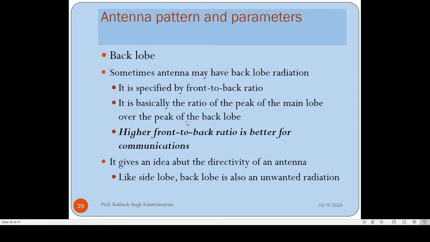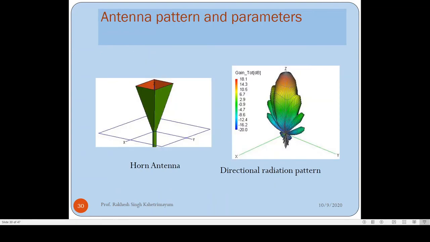We also have the back lobe. The signal which has gone in the back lobe is also a wastage of power. We need to have a minimum value of back lobe, and we should have a maximum value of front lobe, which is the main beam. The ratio of these two is called the front to back ratio, and we need to have a higher and higher value of front to back ratio. So for example, for the horn antenna, this is the front lobe, this is the back lobe. The ratio of these two should be larger and larger.